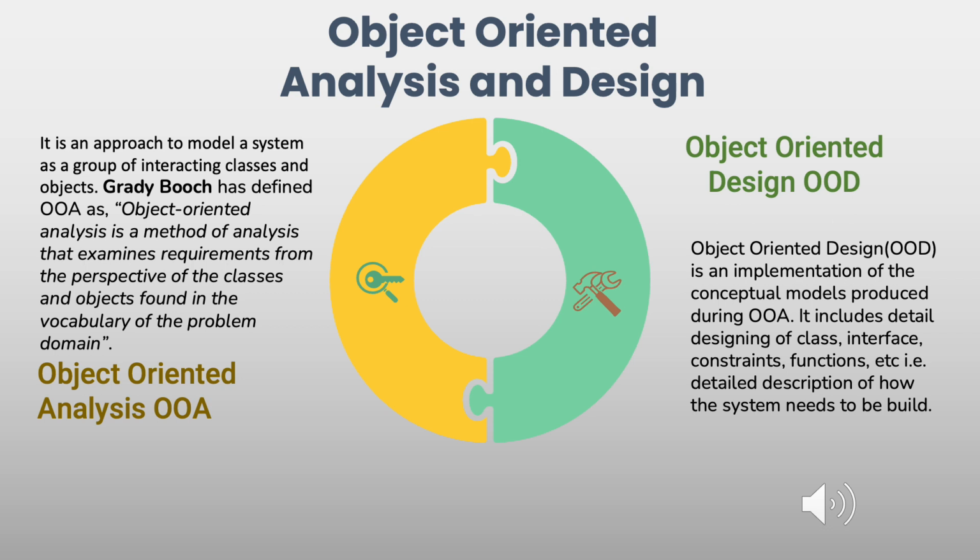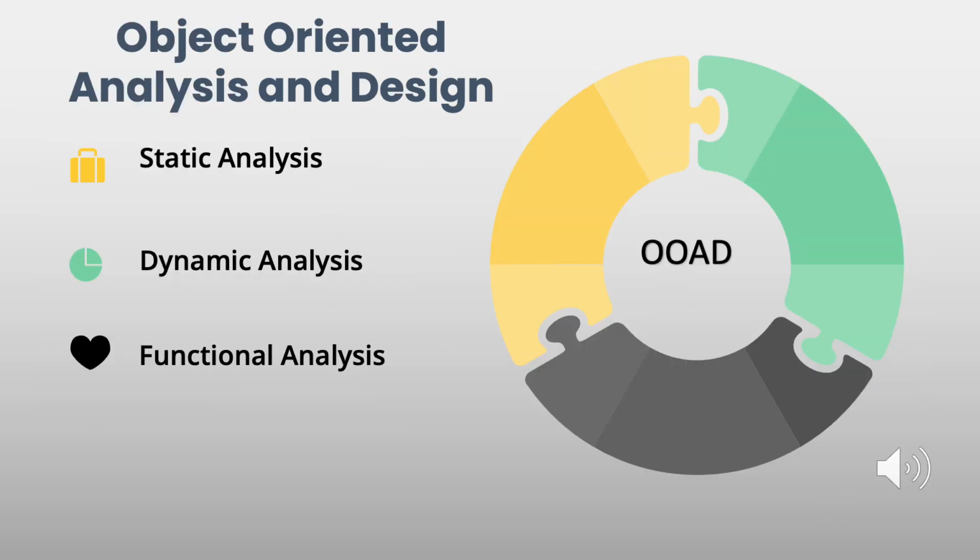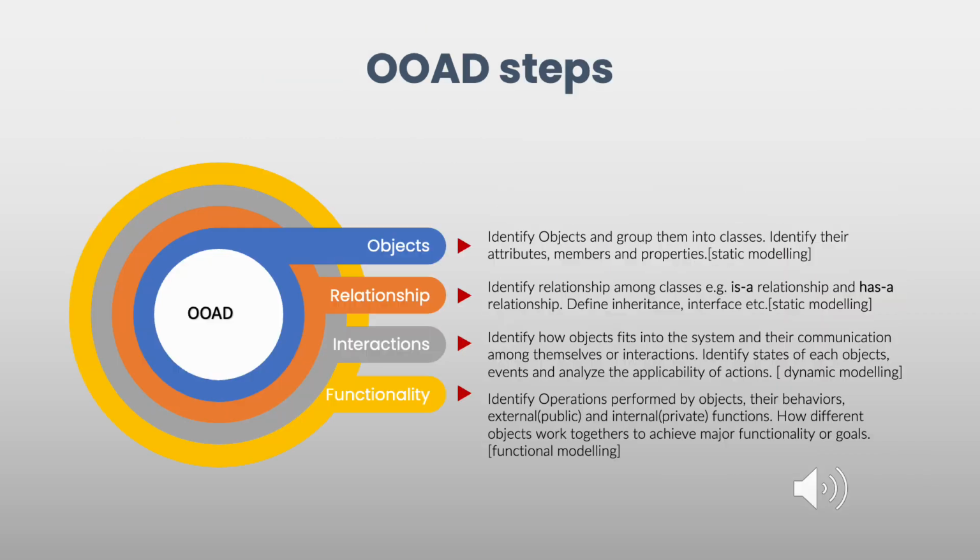And object-oriented design is an implementation of the conceptual model produced during object-oriented analysis. It includes detailed design of class, interface, constraints, function, etc. Object-oriented analysis and design has three phases. First is static analysis, next is dynamic analysis, and the final one is functional analysis.